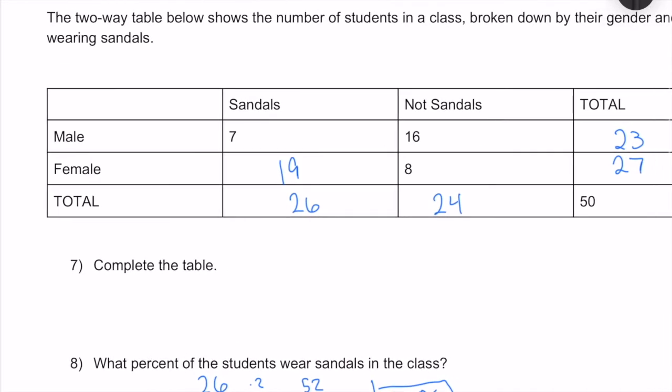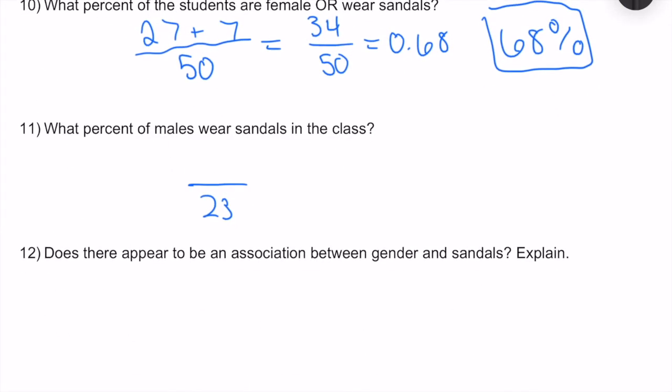Number 11 says, what percent of males wear sandals in the class? So for this question, it says what percent of males. So the total number of students is not what we're looking for because we're only concerned with the male students. So we have to look at our total number of male students, which is right here. That's 23. So I have some number of male students that wear sandals out of the 23 male students total. If we look at our chart up here, in the male row, in the sandal column, we have 7 students. So we have 7 out of 23.